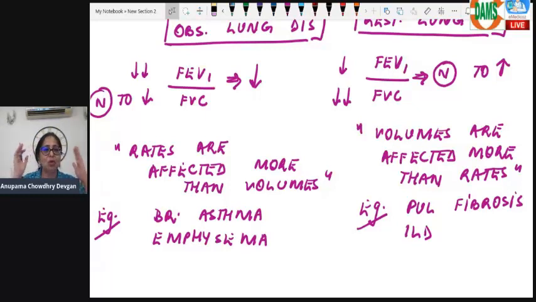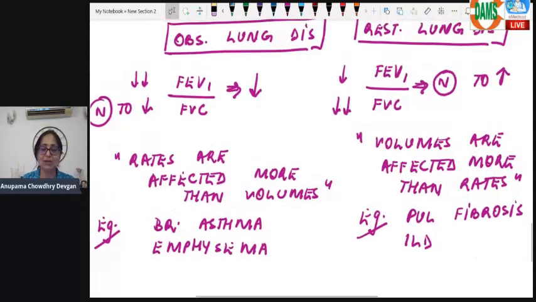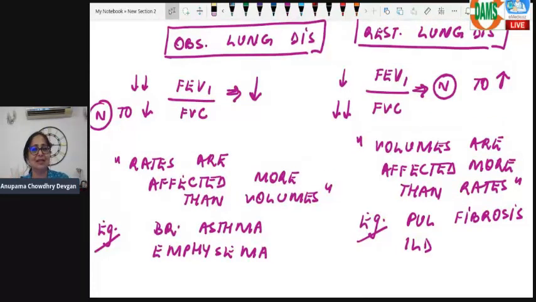FEV1, please remember, what is a rate? Rate means it is per unit time. FEV1 is a rate. FVC is a volume. Rates are affected more than volumes. Numerator is affected more than the denominator. In restrictive lung disease, restriction in expansion, the lung is not able to expand completely. So that means volumes are affected more than the rates. So FVC, the denominator, is affected more than the numerator. So the ratio increases. Is that okay?